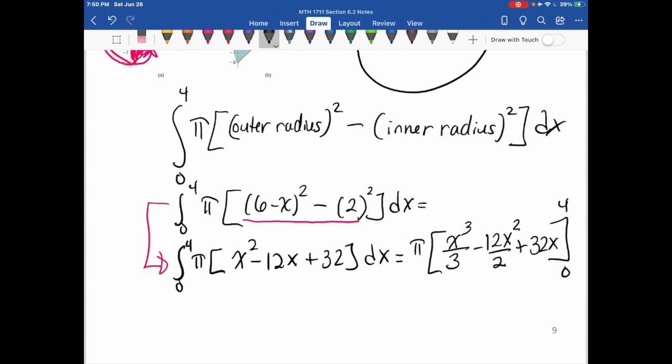So I have x to the third over 3 minus 12x squared over 2 plus 32x, and I'm going to evaluate that from 0 to 4. When you complete that and you remember to multiply whatever you get inside the brackets times pi, don't forget you have a pi out here, you should get that your final answer is 160 pi over 3. And because this is a volume, we're going to label this generically as units cubed.